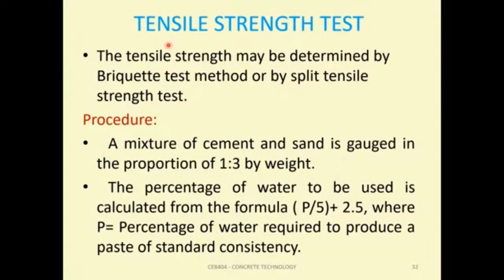The next test is tensile strength. Tensile strength is determined by the briquette testing method or the split tensile strength test. In this, we will see the briquette test method. A mixture of cement and sand is gauged in a proportion of 1:3 by ratio, same as that of compressive strength. But the percentage of water added for the tensile strength test is P/5 + 2.5%.